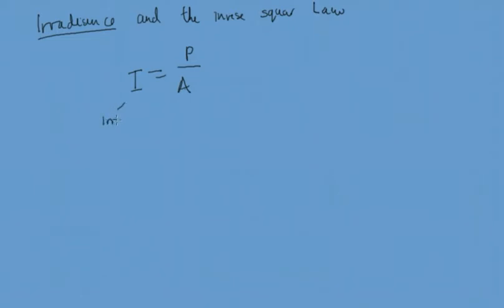So this is the irradiance. This is the power, which is watts, and irradiance is in watts per meter squared, and this is the area, which is obviously in square meters.